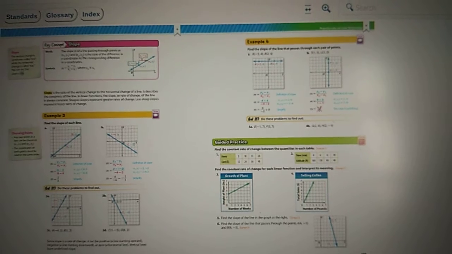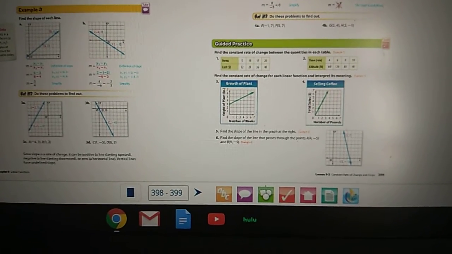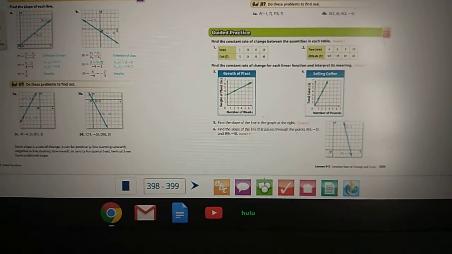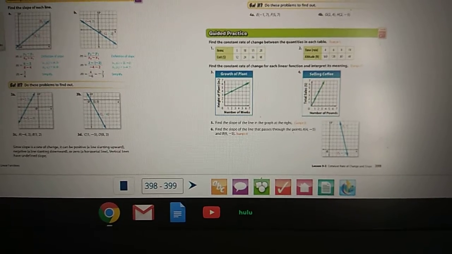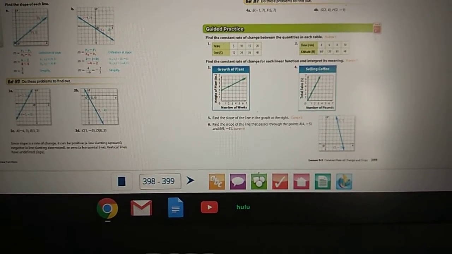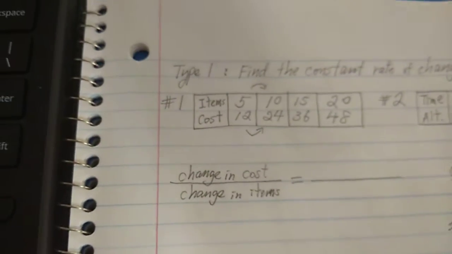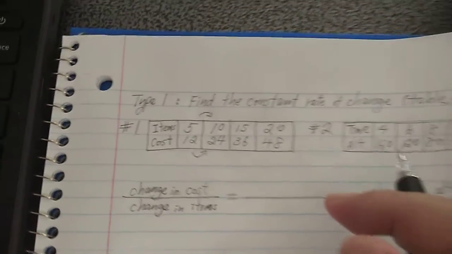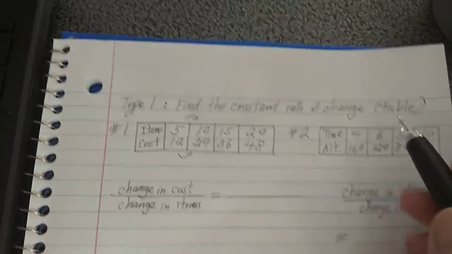Let's take a look at these questions. These questions are from your book. These are the guided practice questions. So these are all from this page, right here, guided practice. And I will do all of these questions, all 6 of these, to show you how to do the 4 types of questions. So here's the first one. Find the constant rate of change when you're given a table.